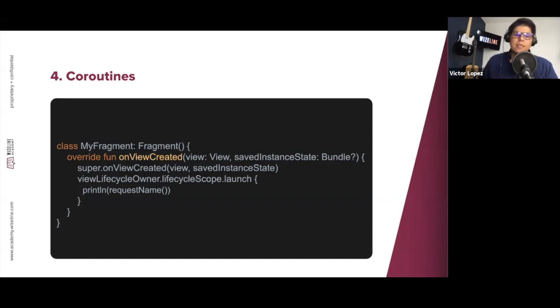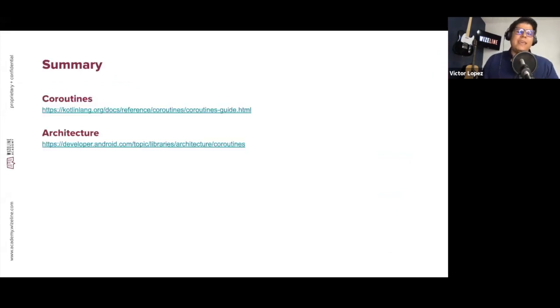In this case, we are printing again the coroutine, and again, all the methods that you need to add inside of this scope are run sequentially. And well, basically, that's it about coroutines. And yes, here I have a summary of what we saw.